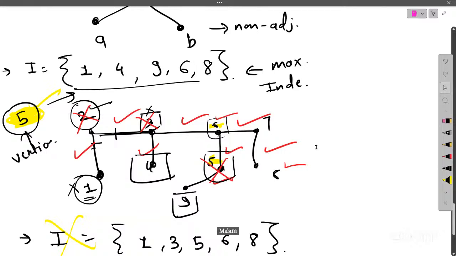Ma'am, what is the need of independent set? What is the need of independent set?